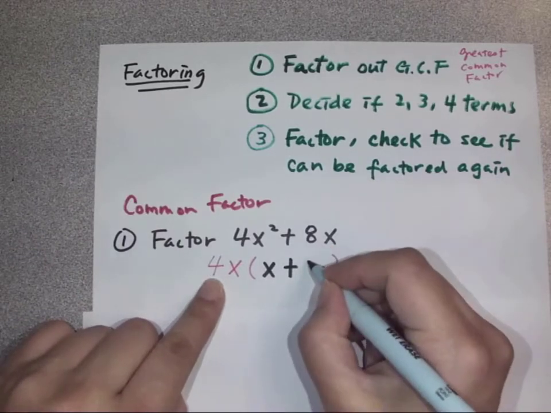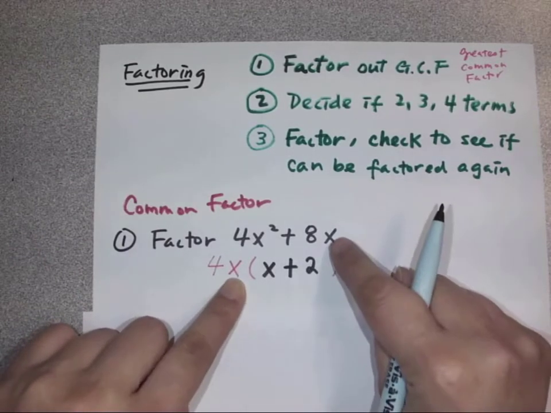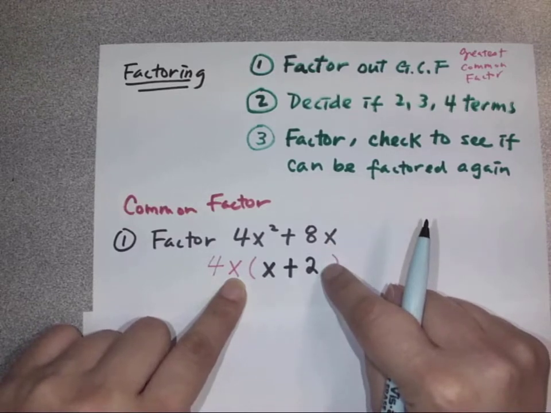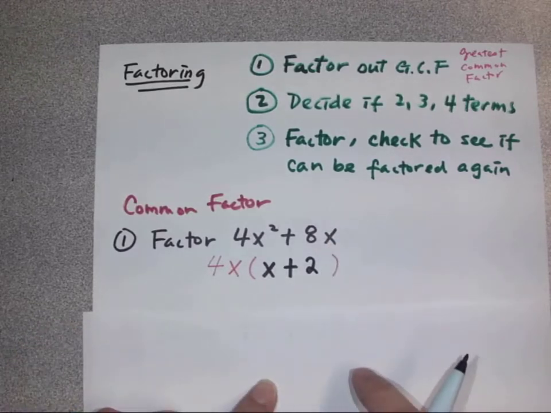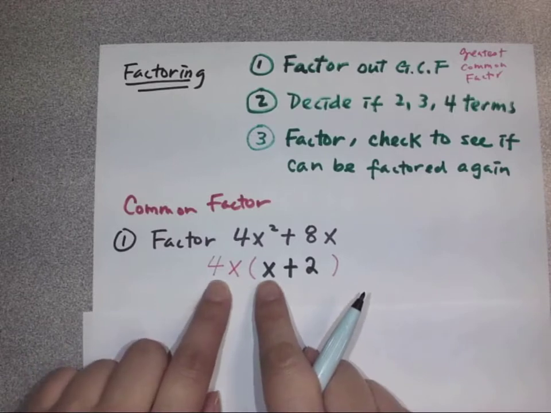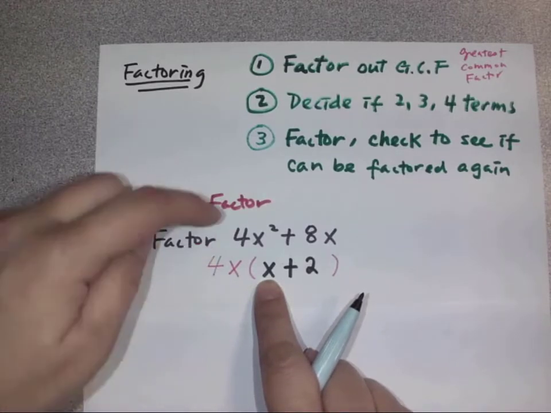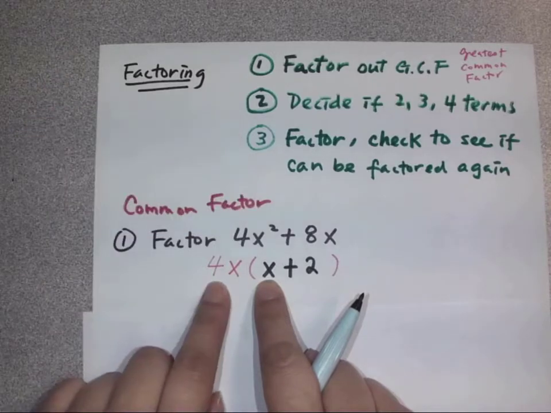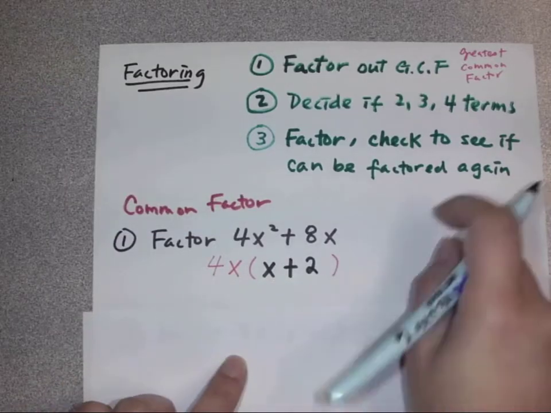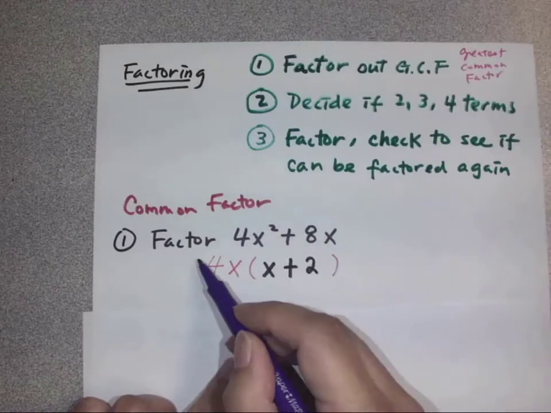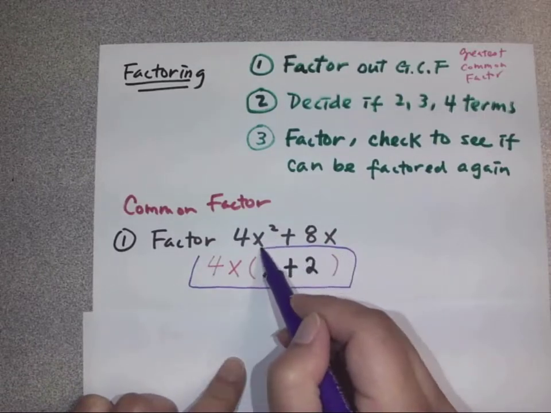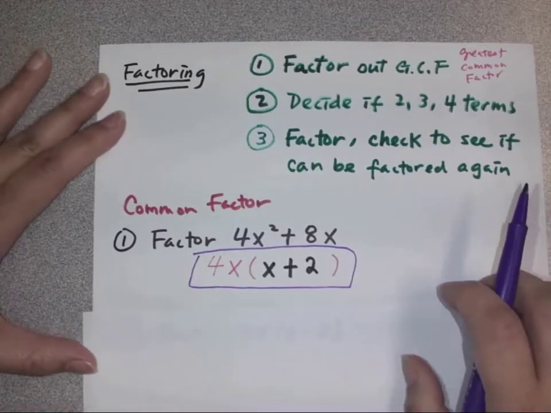8 divided by 4 is going to be 2, and after I pull out an x, I don't have any more, right? And if you want to double check this is correct, you can multiply back in, distribute. 4x times x is 4x squared. 4x times 2 is 8x. So you can double check your answer. So this is one of the basic factoring problems.